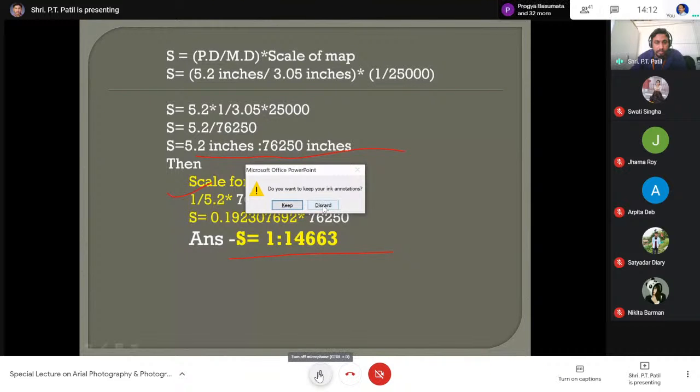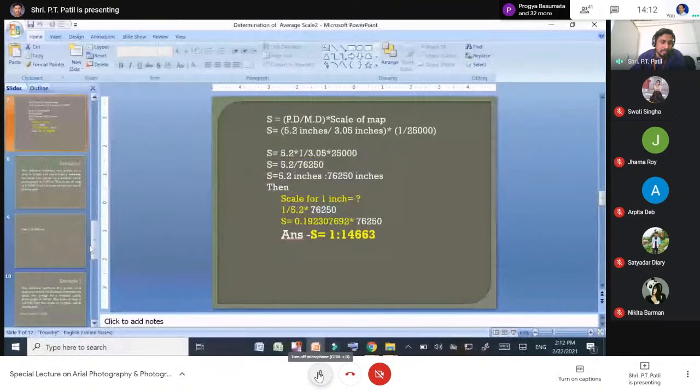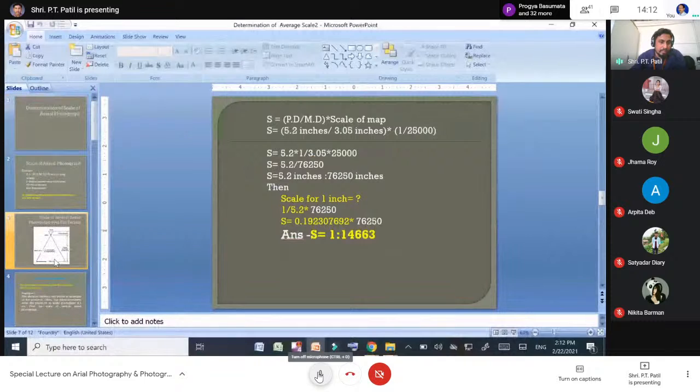Okay, sir. Actually, I only have these two kinds of examples. It requires much more time to explain every aspect associated with photogrammetry. That's why I only chose these two examples to calculate the scale. If anyone has questions regarding that.